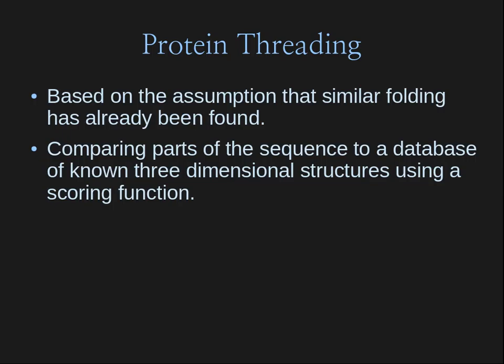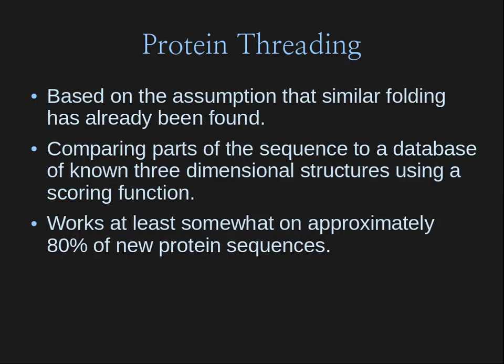Now, like I said, because we're making this assumption that we have some similar folding patterns that we have already discovered, this is reliant on us actually having found those similar structure patterns. This means that we can't do this with all proteins, but it works at least approximately, it appears, on at least 80% of new protein sequences. So for a completely novel protein sequence, this is going to work fairly well and fairly efficiently on the majority of them, but not necessarily all of them.